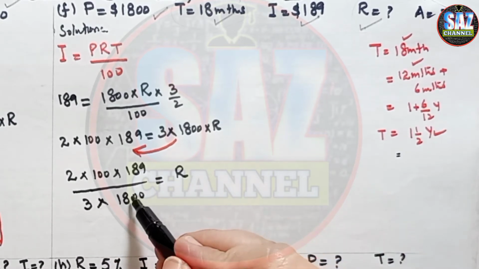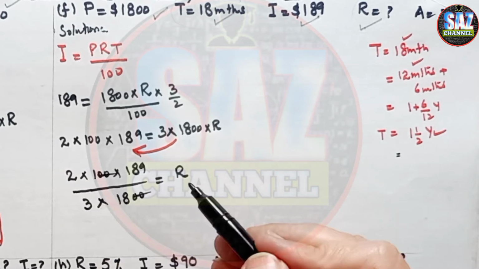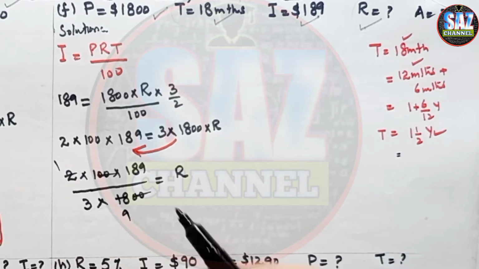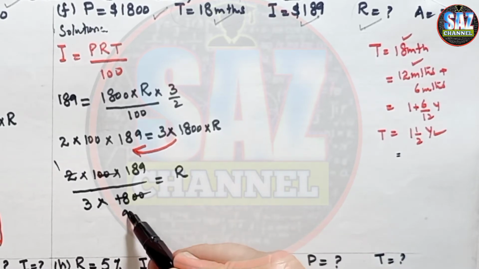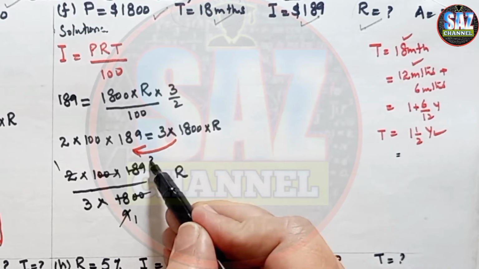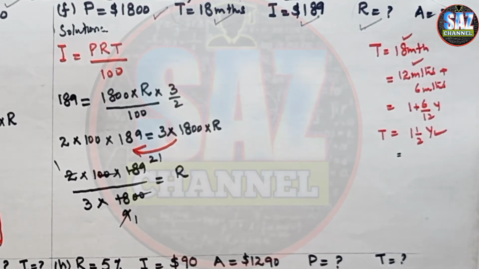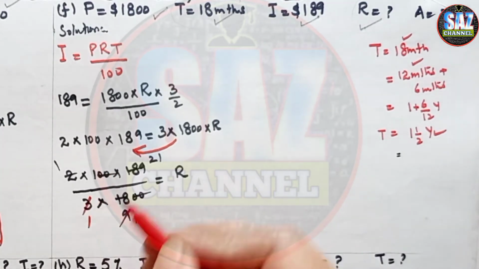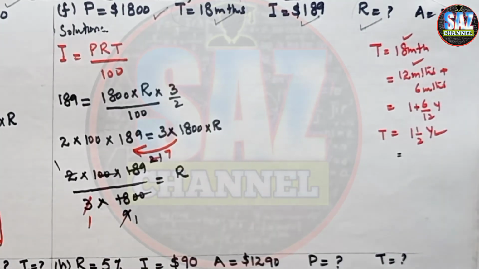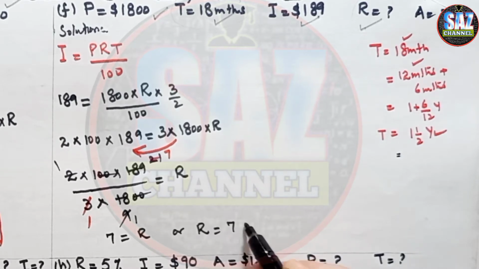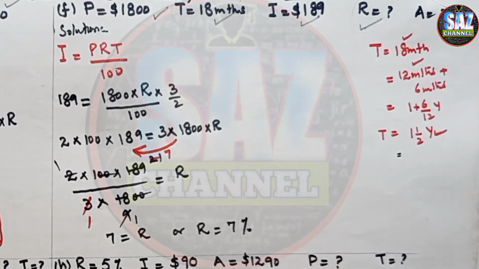And now we can see that these two zeros can go, and then 2 ones are 2 and 2 nines are 18. Again, 9 twos are 18, 9 ones are 9. And then for 21 and 3, the table of 3 is suitable: 3 ones are 3 and 3 sevens are 21. And the rate that I'm getting for this question is 7 equals R, or R equals 7% for this question. Very easy questions.